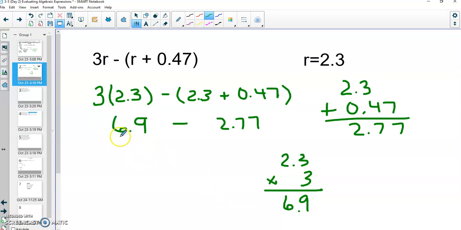So now my new expression is 6 9/10 minus 2 77 hundredths. So I'm going to solve that to find the total answer. I'm going to do that right over here.